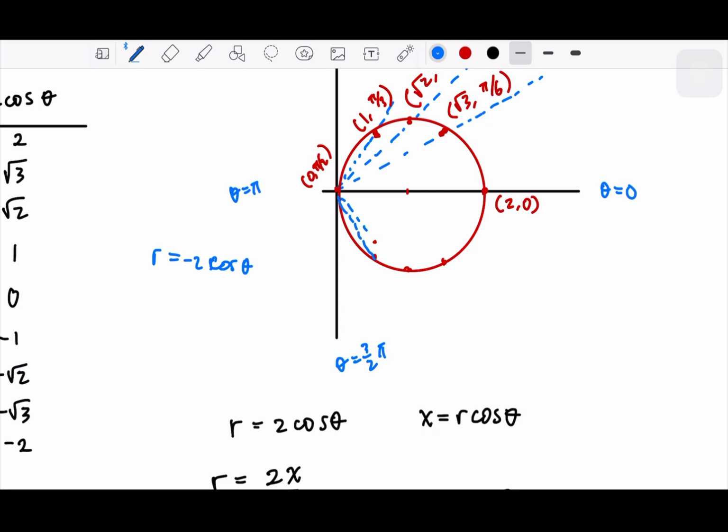Professor, what about tangent? Tangent, what do you mean? We have r equal to tangent. Yeah, but I think for tangent there are special cases because some of the points will have infinite value. But we can make some limitations. Okay.